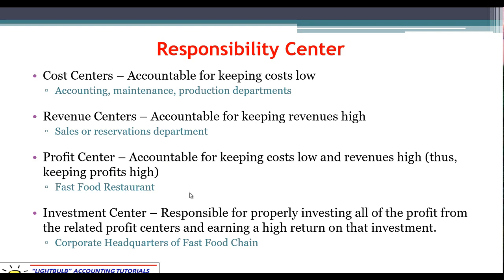With a profit center, it's a mixture of these other two, cost and revenue centers. Think about a fast food restaurant, or any restaurant, any store, but the restaurant's a good example because we're talking about both keeping costs low, like food cost, labor cost, and keeping revenues high, generating more sales, keeping the customers happy. The manager of this fast food restaurant is accountable for both, and by controlling both, they keep profits higher.